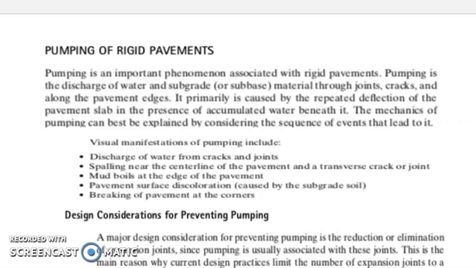So what are the manifestations of pumping? They include discharge of water from cracks and joints, spalling near the center line of the pavement and at transverse cracks or joints, and mud boils at the edge of the pavement. We also have pavement surface discoloration and breaking of pavement at the corner. So what is the major design consideration in order to prevent pumping? To prevent pumping, you have to reduce or eliminate the expansion joints, since pumping is associated with these joints. This is the main reason why current design practices limit the number of expansion joints to a minimum.